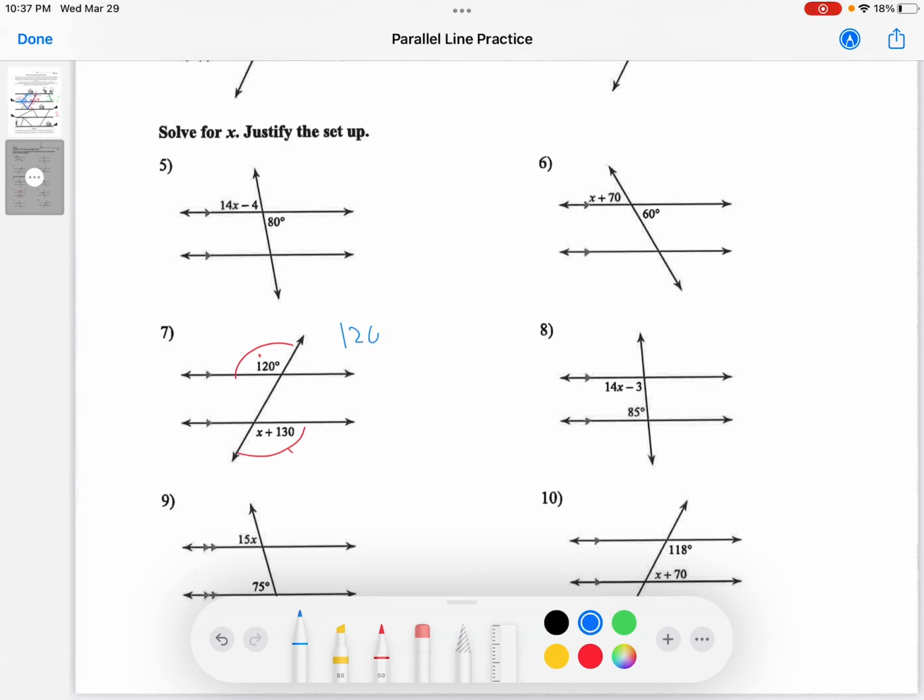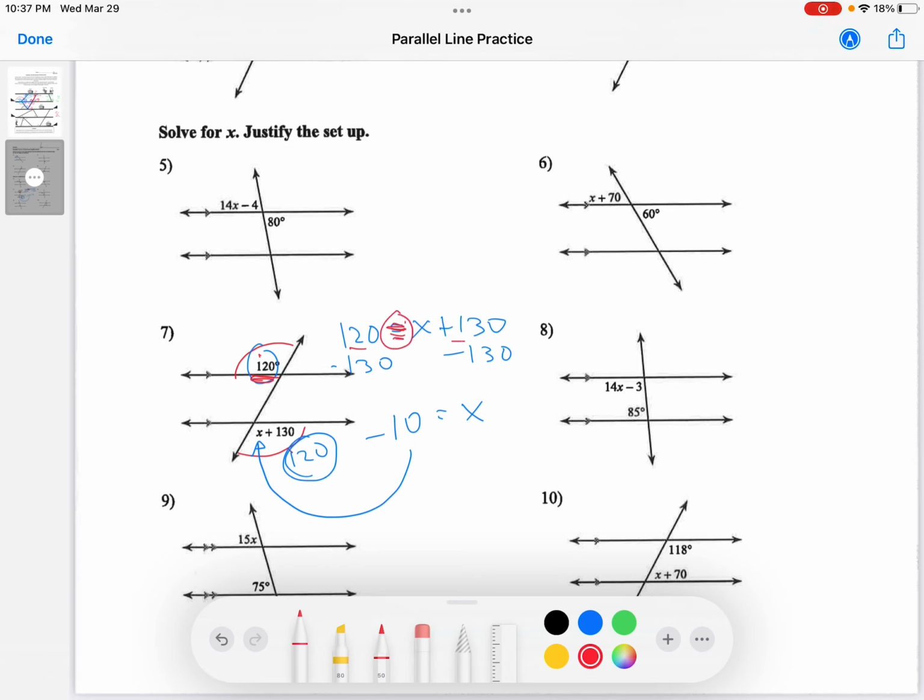We got 120 equals x plus 130. Solving for x, we want to get x by itself, so we're going to subtract 130 from both sides. Negative 10 is equal to x. And that makes sense because if we plug that negative 10 here in place of x, negative 10 plus 130 is 120, and now we got 120 and 120. So this is an example of an equation where we set this thing equal to this other thing.